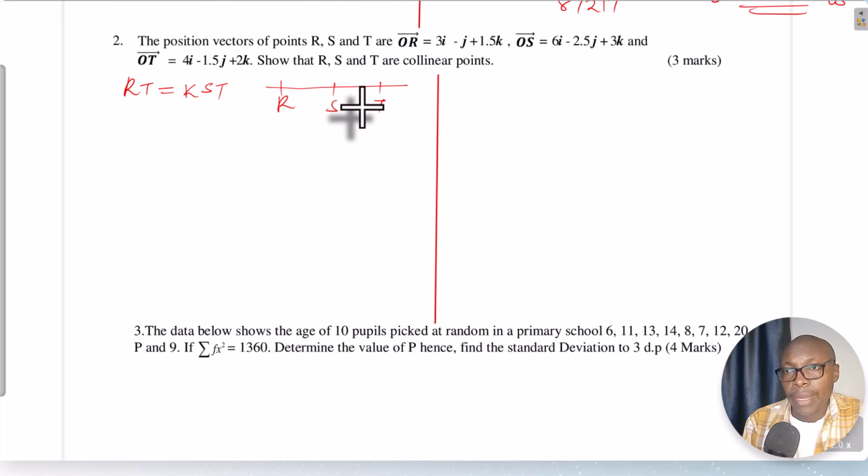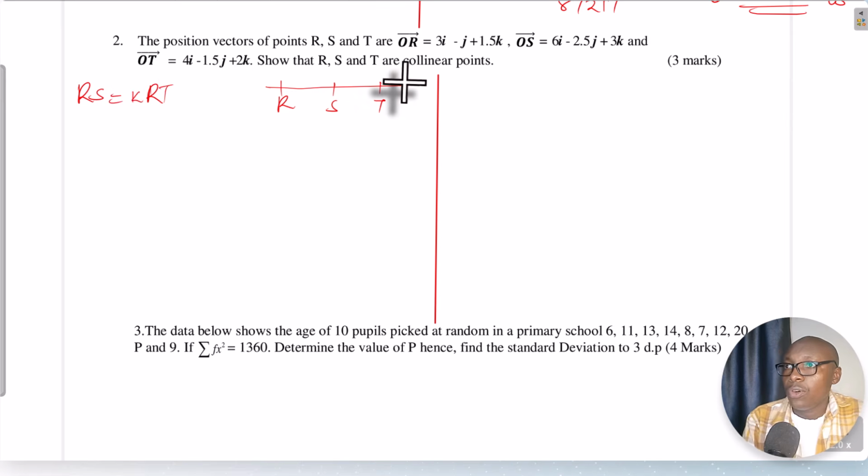And how do you show they are parallel? By showing that the vectors that you're going to form are scalar multiples of each other. So let me form these. You don't need to form the ones that I form, provided you're using the 3 points. So RS is equal to KRT.